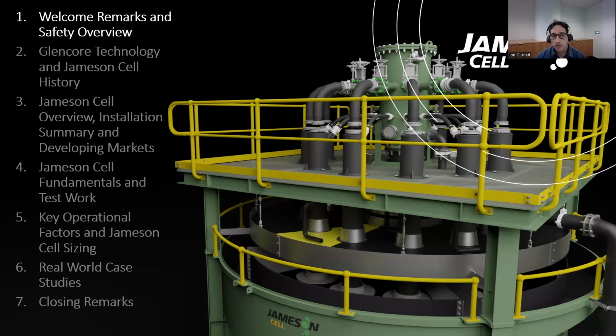Aside from that, I'll go over a bit of a welcome remark, and a safety overview, a bit more on who Glencore Technology is and how the Jameson Cell came to be, a bit of a summary on where we have our installations in different developing markets, explain how test work is done and how you can incorporate that into your current test work programs. Adam will touch on the operational factors and sizing, and then I will finish up with a few real-world case studies. So with that, let us begin.